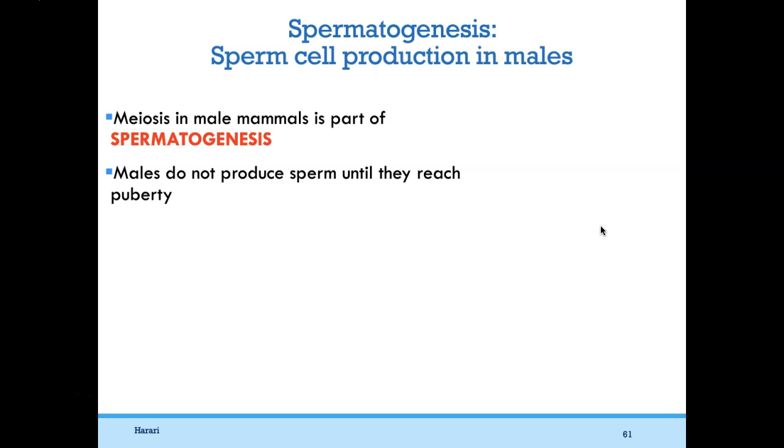So in human males, meiosis only occurs in the testes. And meiosis in males is part of spermatogenesis, which is the production of sperm. And this doesn't happen until males reach puberty.